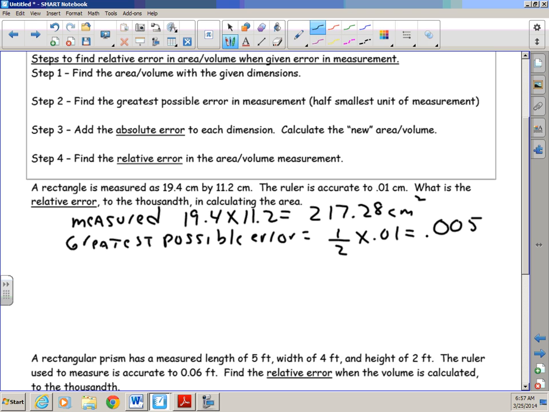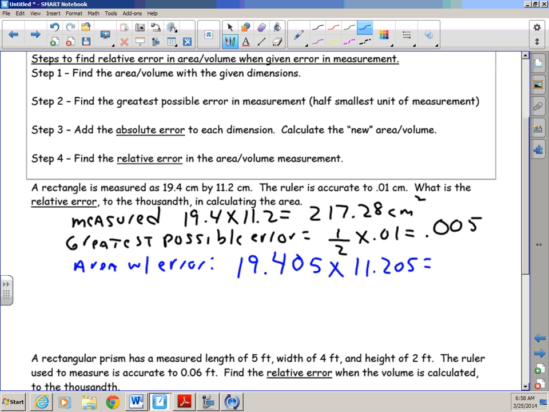So now what I want to do is figure out the area with error in it. In other words, I'm going to redo the first computation, factoring in how far off I can be. So 19.405 by 11.205, so that it's 217.43 centimeters squared.